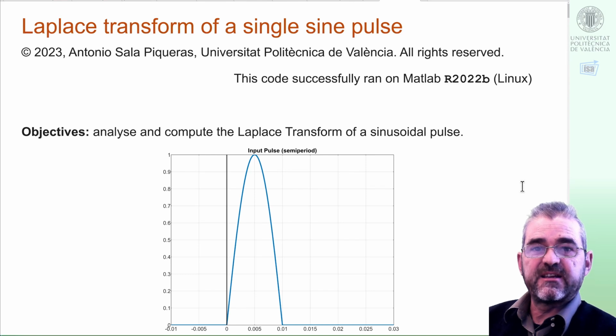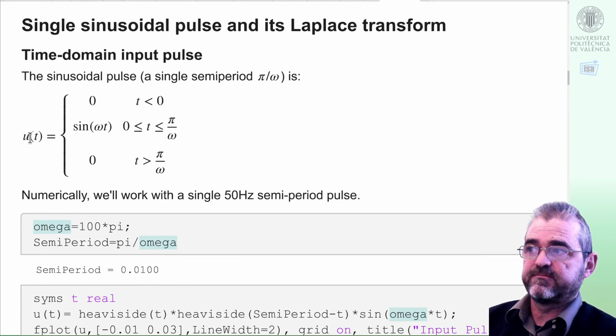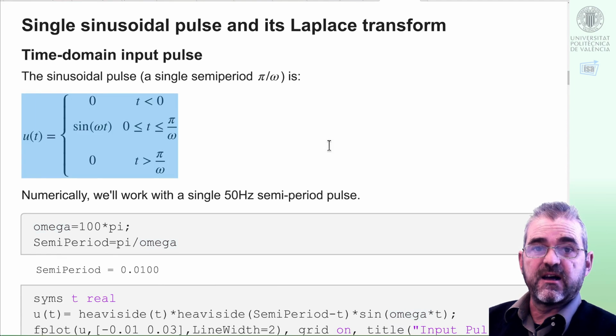Hi, I'm Sala, and in this video we'll discuss how to compute the Laplace transform of a single sine pulse that appears in the figure. Let us first write the time domain expression of that pulse. Signals are assumed to be 0 for negative times, at least in unilateral Laplace transform.